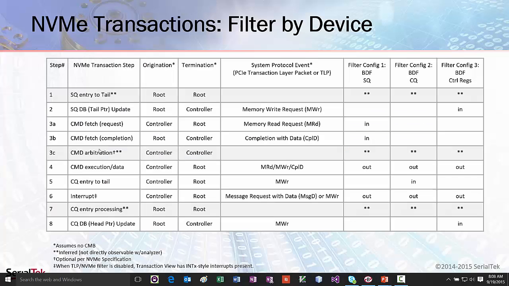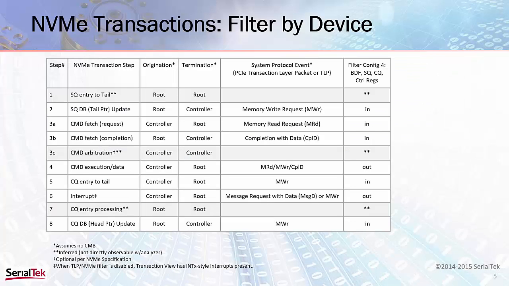In other words, we see what I have here as filter configuration number 4. So a BDF along with all submission queues and completion queue IDs and its controller register information has been provided to the filter. And so we see that the doorbells, the command fetch request and completion, the completion queue entries to tail, and the completion queue doorbell updates are now all included in the trace for this given BDF.